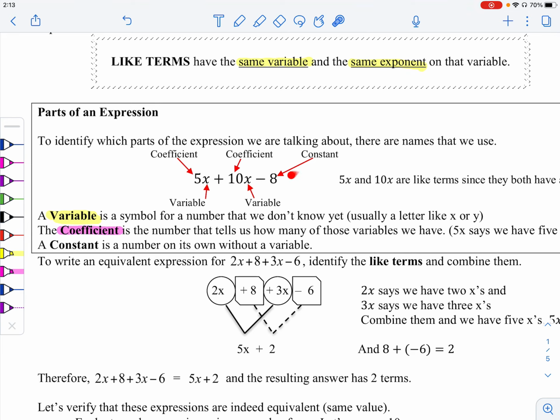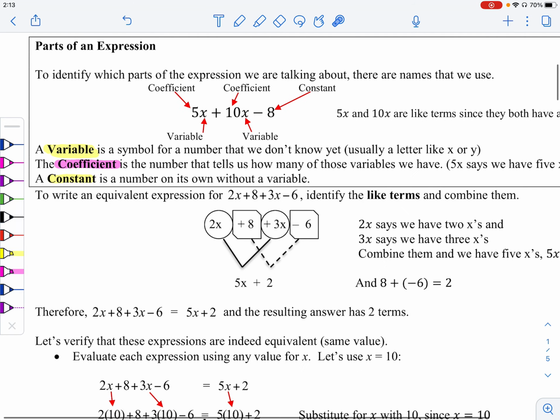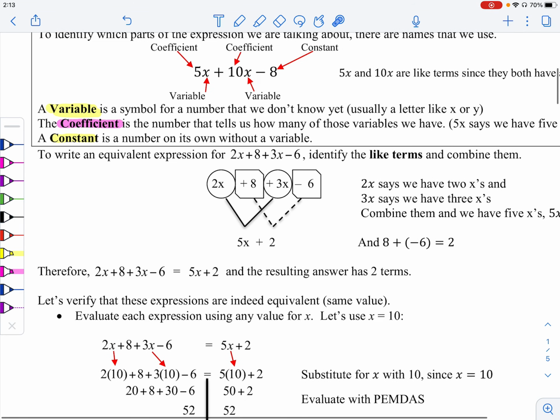And a number by itself, this is a straight number, is called a constant, right? This one's -8. So we have those: variable, coefficient, and constant. And each of those is a term, right? This is a term, one term. This is your second term. This is a third term, right? And it's always separated by addition or subtraction. That's how you know you have a term or not. That's how I always combine like terms. We're always going to be adding and subtracting those like terms.